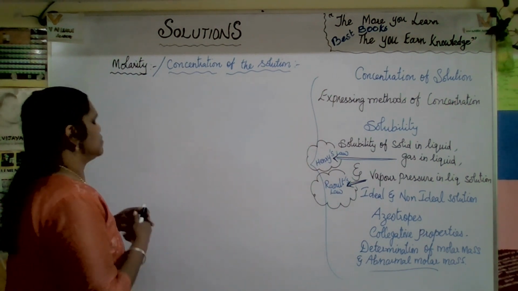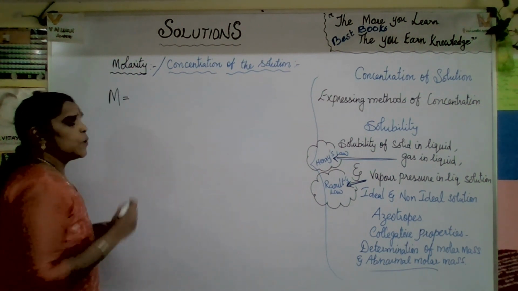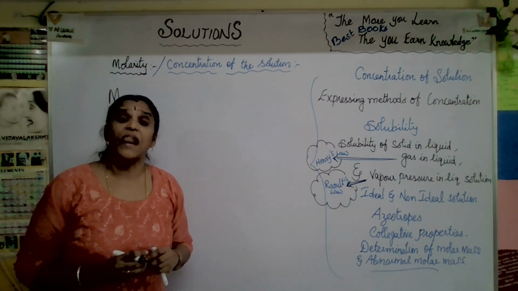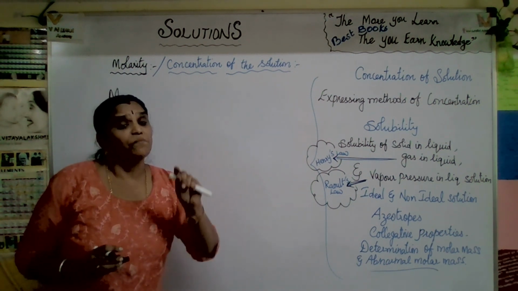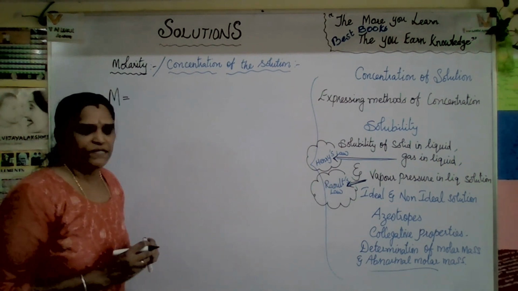First and foremost, molarity. Molarity, we write as capital M. Why? Because one more partner is available, that is molality. Molality is a small m, which I will tell you later. Now molarity is a capital M symbol.